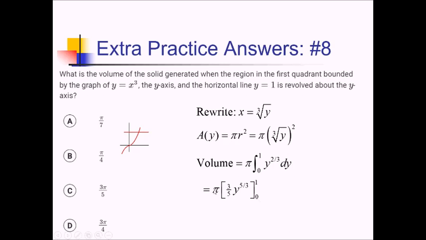I'm going to pull the 3/5 out as well. So I have a 3 pi over 5 out there. And inside now, I've got 1 to the 5/3 minus 0 to the 5/3. Well, this is just basically 1 minus 0, which is just going to be 1. So we just end up then with 3 pi over 5 times 1, which is just 3 pi over 5. So that's going to be choice C.